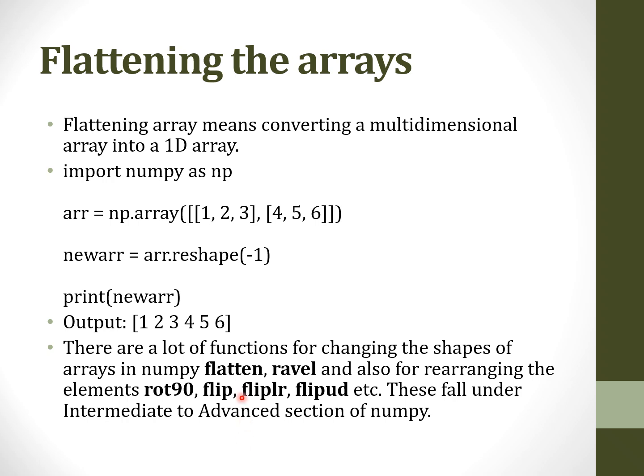Next, flattening the array. What do we mean by flattening an array? Converting any dimensional array into a one-dimensional array. If you give it like this, array dot reshape of -1, what happens when you print it? You can see this two-dimensional array is converted into a one-dimensional array and it is printed. The same function can be achieved by using functions like flatten and ravel. All of these functions can be used to convert a multi-dimensional array into a single-dimensional array.